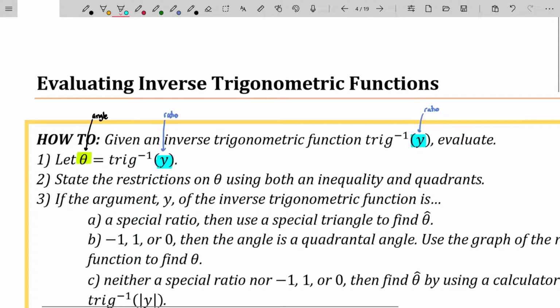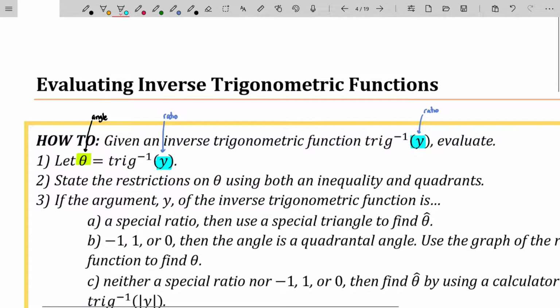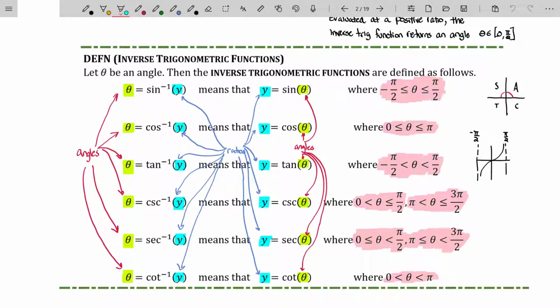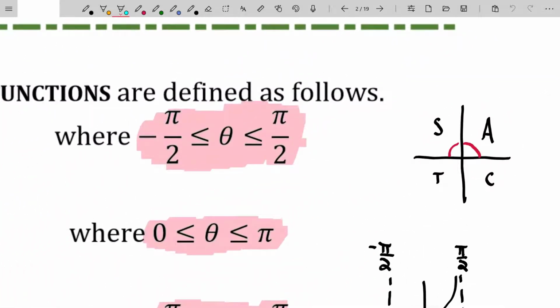The next one is you're going to state the restrictions on theta using both an inequality and quadrants. And this comes from the definition of the inverse trig functions. And while it looks like an absolute mess, this is what I had in the previous video. Sine inverse returns an angle that is between negative pi over 2 and positive pi over 2. And then you would also state, for example, if you're working with the sine inverse, that means we have an angle in quadrant 1 or quadrant 4.